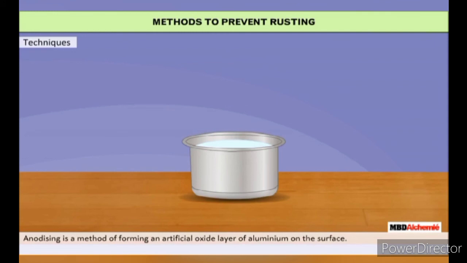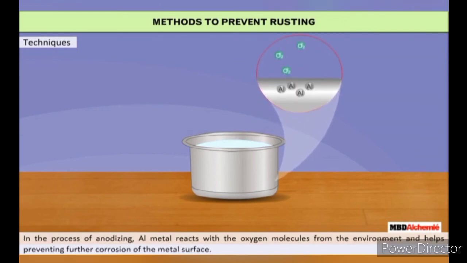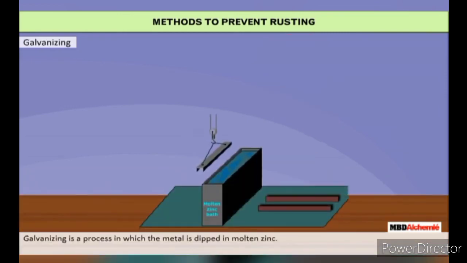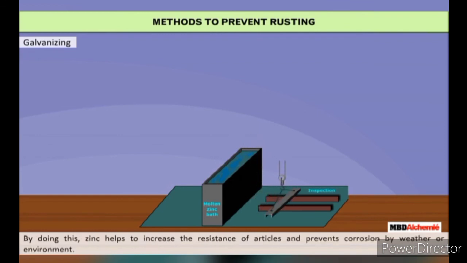Anodizing is a method of forming an artificial oxide layer of aluminium on the surface. In the process, aluminium reacts with oxygen molecule from the environment and helps prevent further corrosion of the surface. Galvanizing is a process in which the metal is dipped in molten zinc. Zinc metal covers the whole surface of metal articles or rod. By doing this, zinc helps to increase the resistance of articles and helps prevent corrosion by weather or environment.